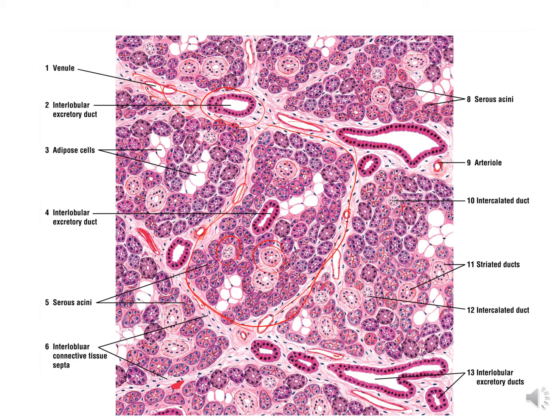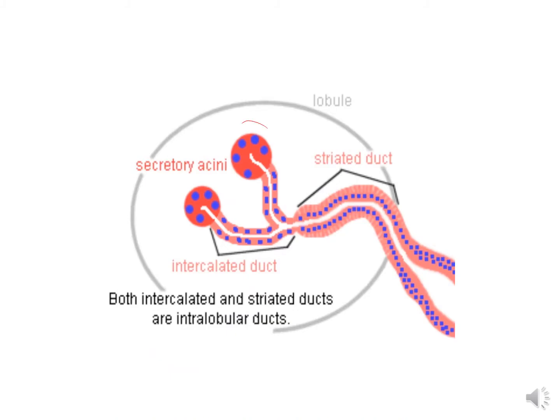So you can see the secretory end pieces. This is a lobule. This is the boundary of the lobule. Secretory end pieces. These are the intercalated ducts, and then the striated ducts, and then the interlobular ducts.